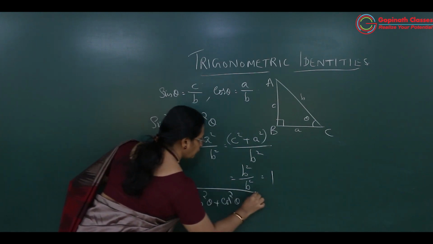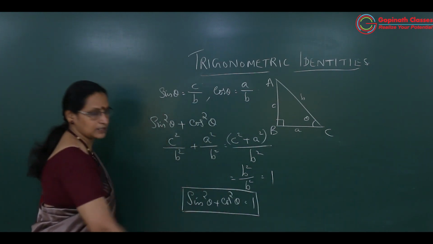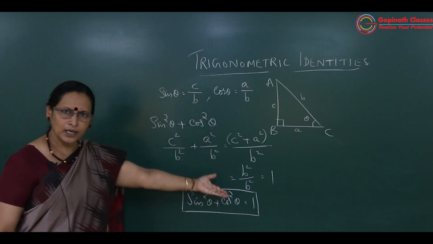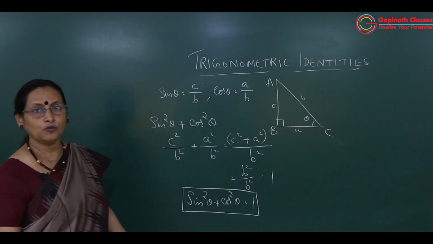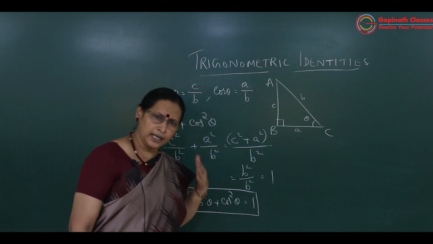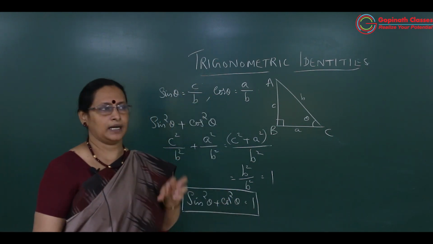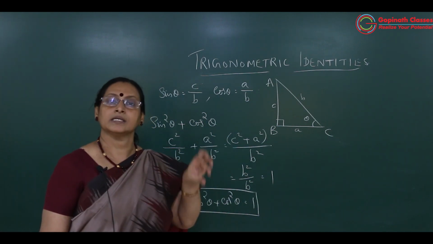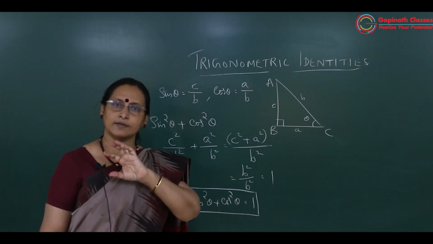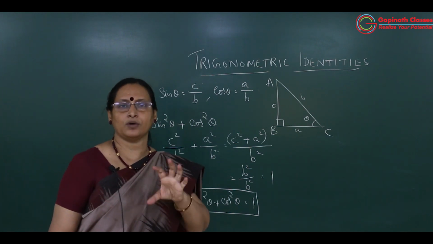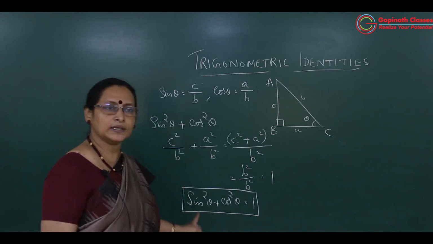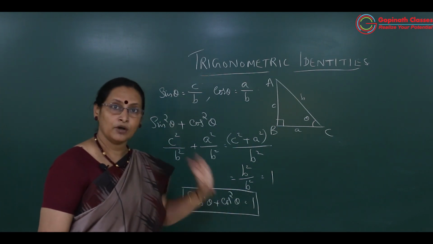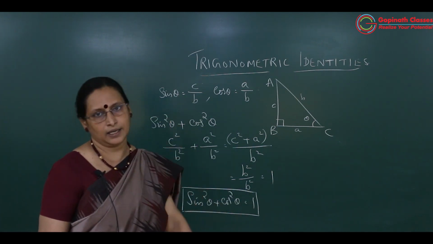This is true for any angle theta. This is the first identity. Very, very important. It can be proved like this. No need of learning the proof, but it can be proved using any triangle with the same angle theta. Sine square 30 plus cos square 30 will be 1. Sine square 60 plus cos square 60 will be 1. Sine square 45 plus cos square 45 will be 1. That means sine square theta plus cos square theta is equal to 1. You have to make it in a box, which shows that it's a main identity.